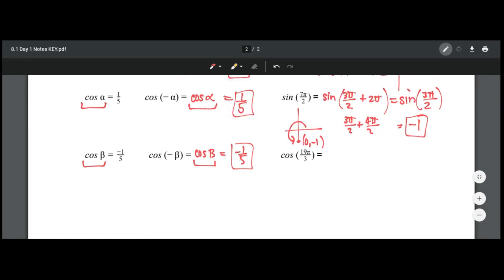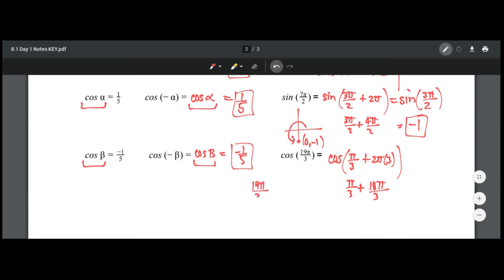For cosine of 19 pi over 3, we need to figure out cosine of what angle plus some amount of revolutions around the circle would give us 19 pi over 3. So if I add on 18 pi over 3, that would be 6 pi over 3. So I know I would have to go around 3 times. If you have trouble thinking of this, you can go backwards.